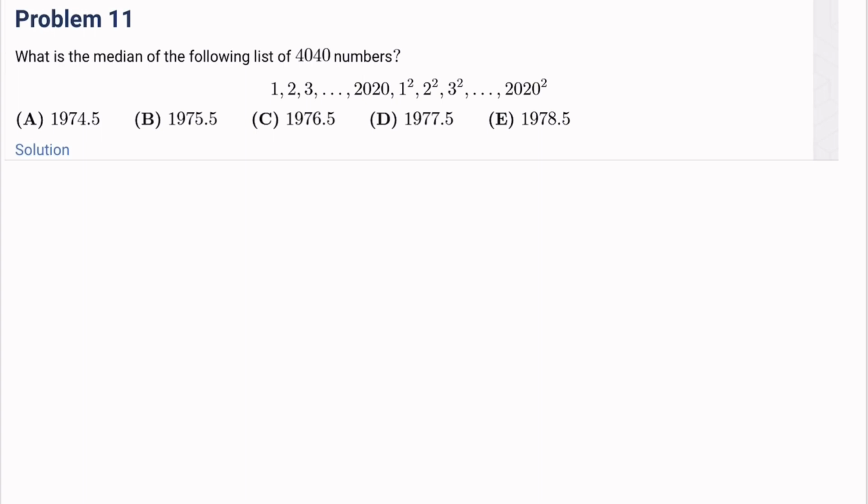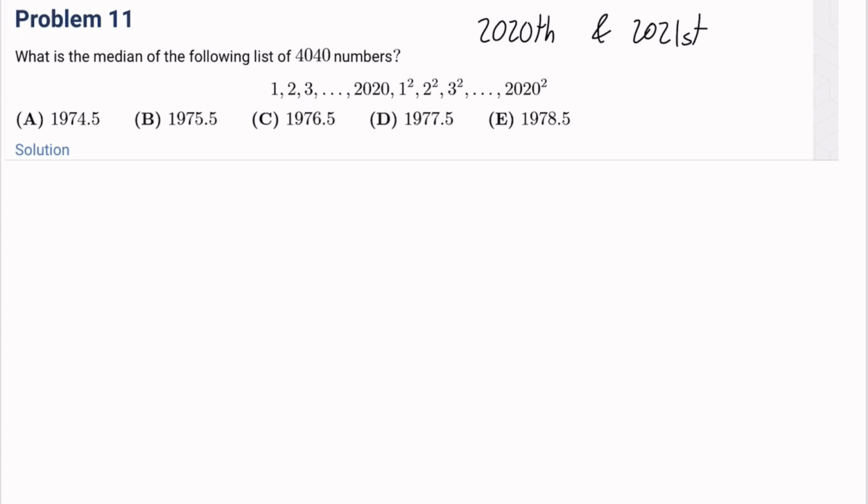Problem number 11. What is the median of the following list of 4040 numbers? So this is the list of 4040 numbers, and looking at this, we want the median, right? And so we want the 2020th and the 2021st numbers, right?